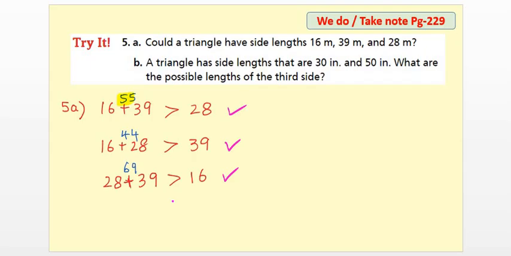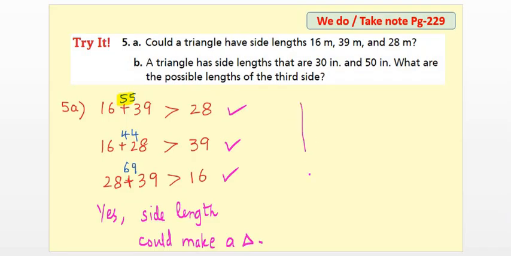When all three inequalities become true, we can say yes, these side lengths could make a triangle, right? Could make a triangle. If any one of these inequalities becomes wrong, then we will say no, the side lengths cannot make a triangle. Clear? Now look at 5b.